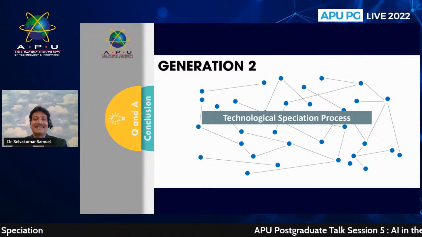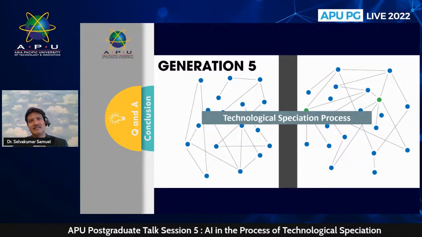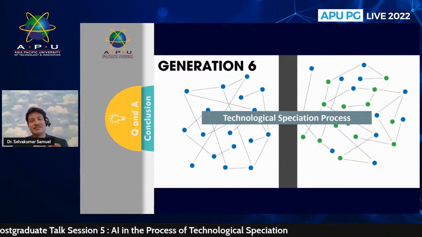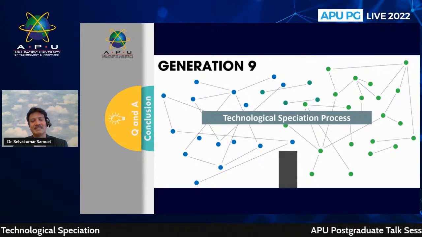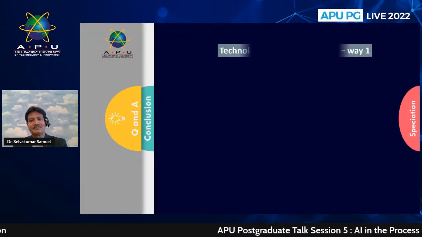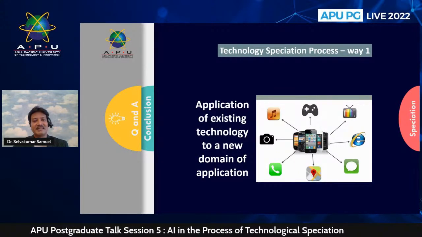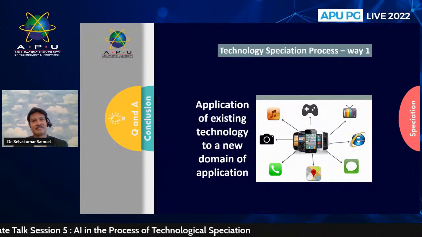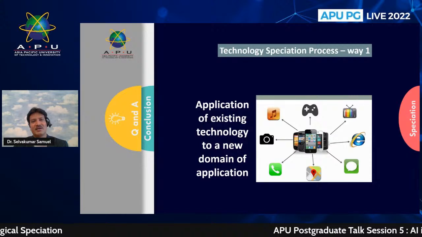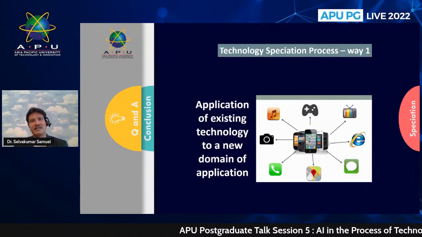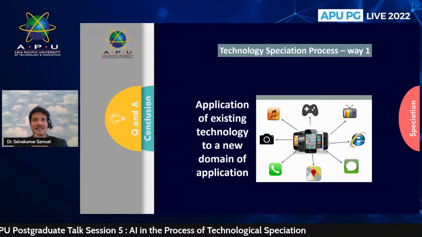So let's see the technology speciations. Mostly the process of technology speciation, that is the formation of new technological species, takes place in two ways, similar to the process of biological speciation. Let's see one by one. The first way, application of existing technology to a new domain of application. It is nothing but innovation. I have very rarely seen a completely new technology from zero over the past decades. Mostly species are innovations.